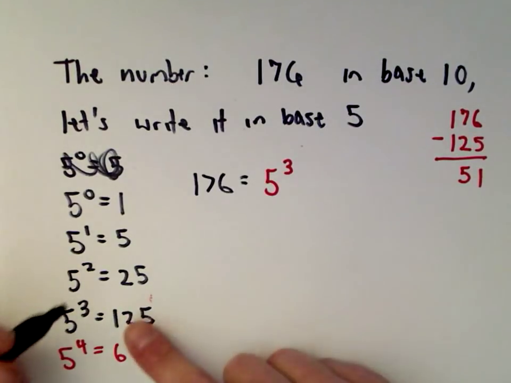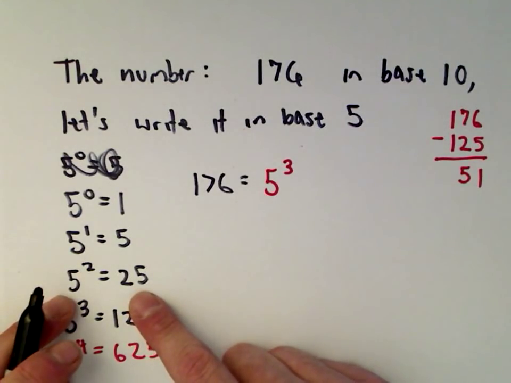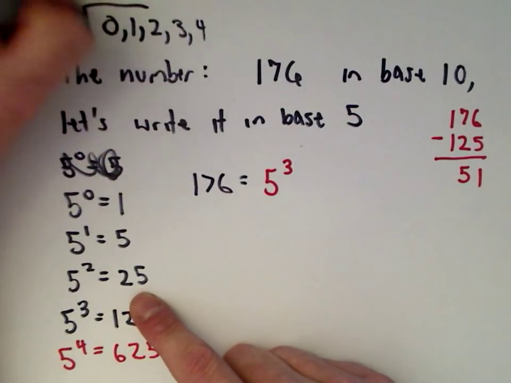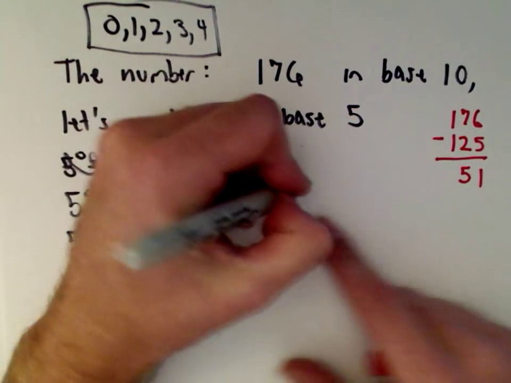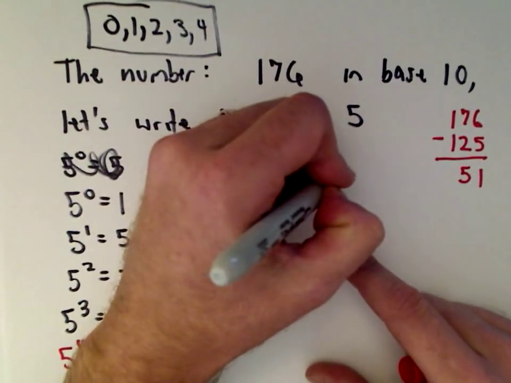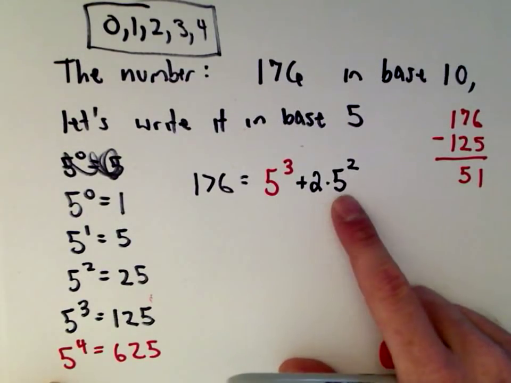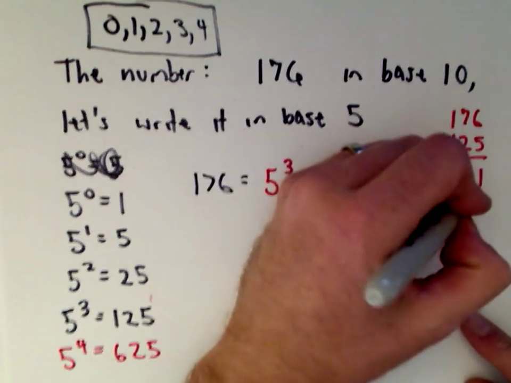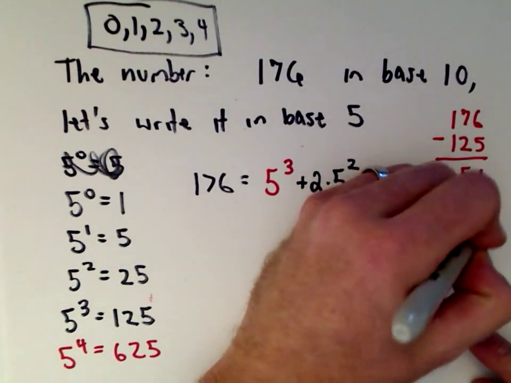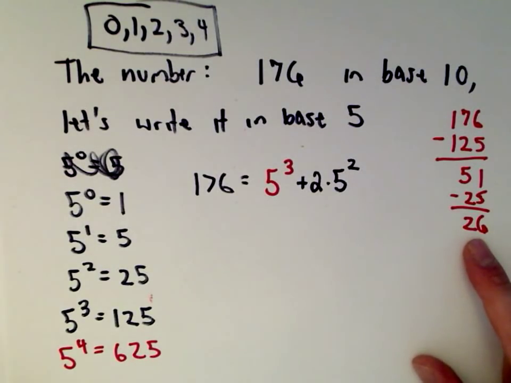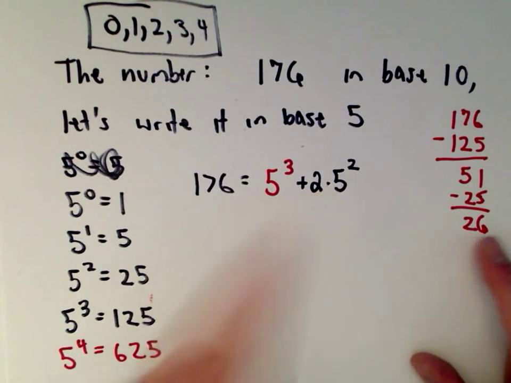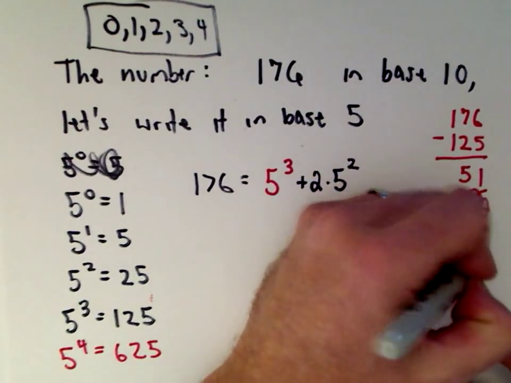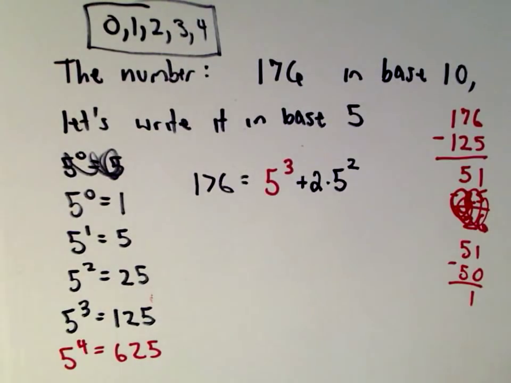But notice we can actually use 2 multiples of 5 squared. I can only use the digits 0, 1, 2, 3, and 4 when I write my number using base 5. But I can actually use 2 multiples of 5 squared, because if I just used 1 multiple, that would be 25. I would still have 26 left over. Well, that means I could have actually used a second multiple. So 2 times 5 squared is going to be 50. So if I do 51 minus 50, that's going to leave us with the number 1.